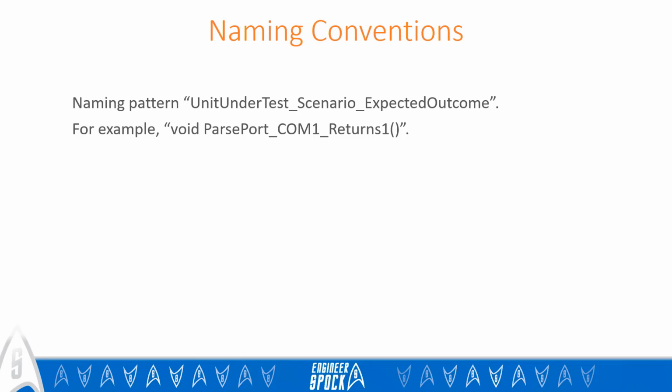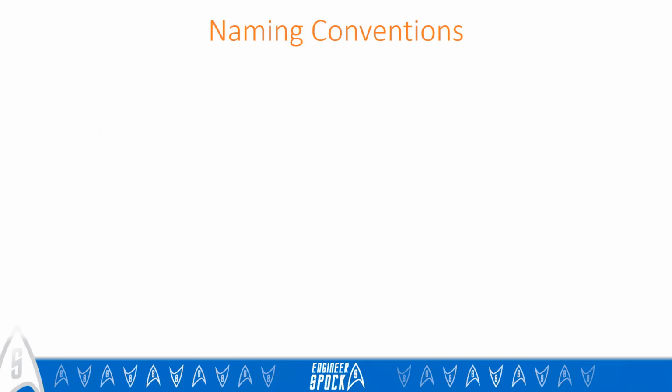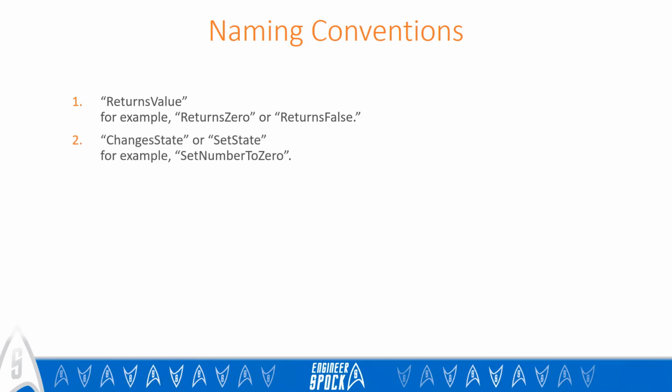There are 3 ways of naming this part, depending on the outcome of the function under test. First, it is named returns value, for example, Returns0 or ReturnsFalse. Second, it is named changes state or set state, for example, SetNumberTo0. We name it this way when the outcome of a function under test can be observed via its public properties, because the internal state has been changed, and we actually want to validate the correctness of the changes in the test method.